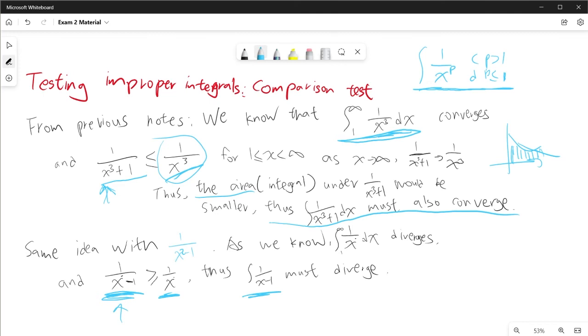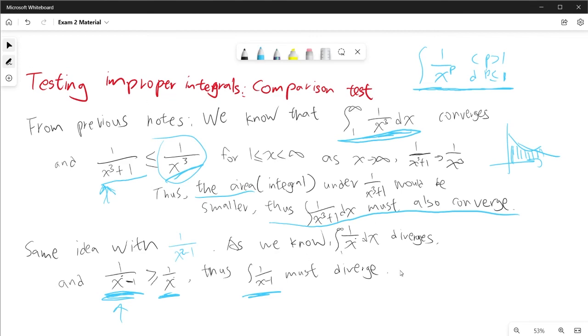So that's a comparison test. If you want to compare to something that converges, you can only draw a conclusion of convergence if the integral can converge, and you can only compare it to a divergent integral if you want to see if the integral in question is divergent.